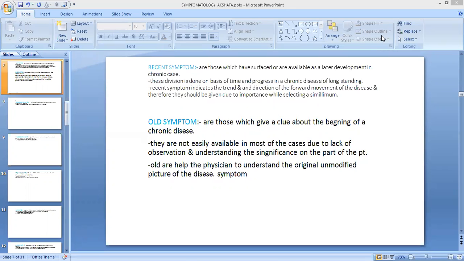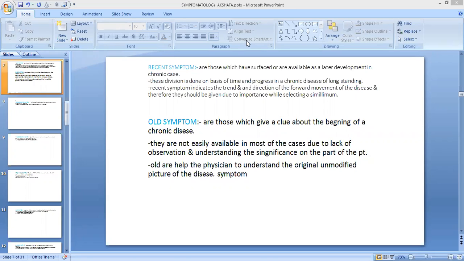Recent symptoms indicate the trend and the direction of the forward movement of the disease, meaning at what stage the disease condition is. Is it moving in the direction of cure, or in the direction of worsening the condition of the patient?